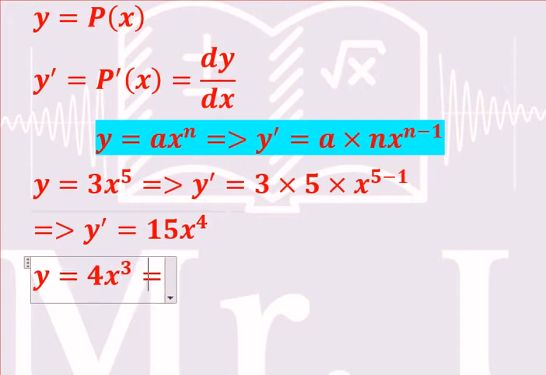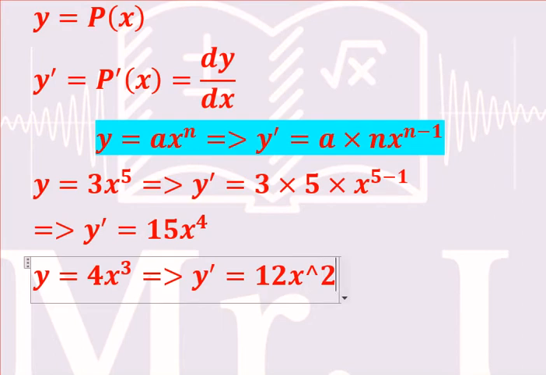Another example, let's say y is equal to 4x power 3. Same thing here, y prime will be a multiplied by n, so it will be 4 times 3, which is 12, x power 3 minus 1, which is 2, so it equals 12x squared.